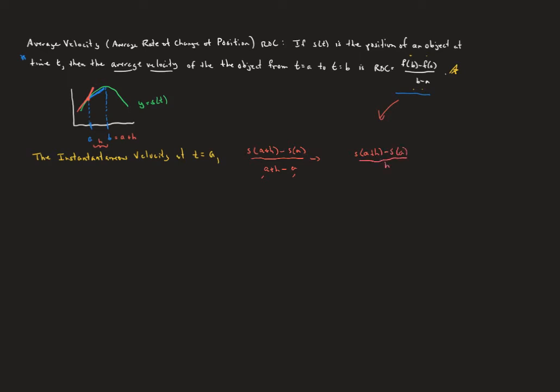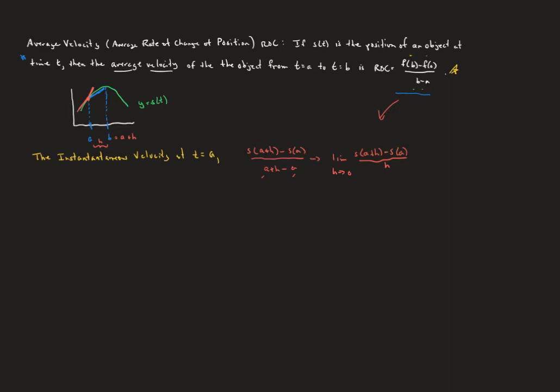This may be bringing back fond memories of last year. Now that's our average rate of change, our average velocity. To make it instantaneous, we're going to put in here the limit as h goes to 0. And that becomes our instantaneous velocity. So that's a big part of where we're headed here.